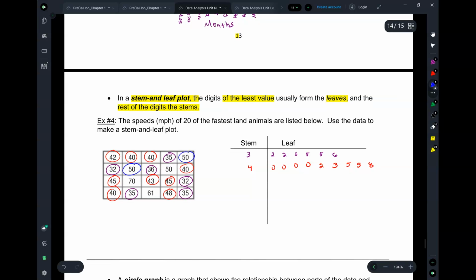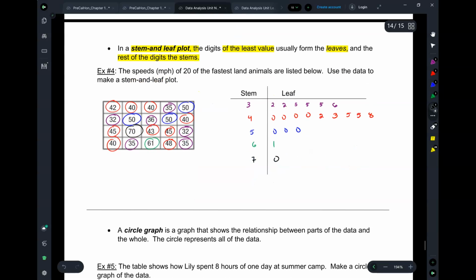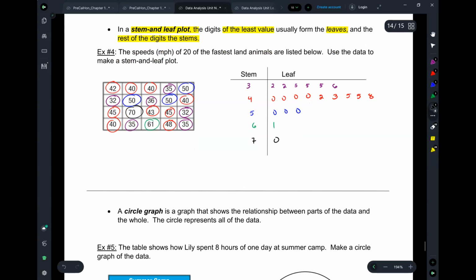Okay, let's do the 50s. 1, 2, 3 50s. Okay, and they're all 50s. So 5, 0, 0, 0. And then the 6s, I have just this one, a 61, and then I have a 70, 7, and a 0. Okay, so that's a stem and leaf plot. Another way to organize the data. How pretty is that? That's awesome.